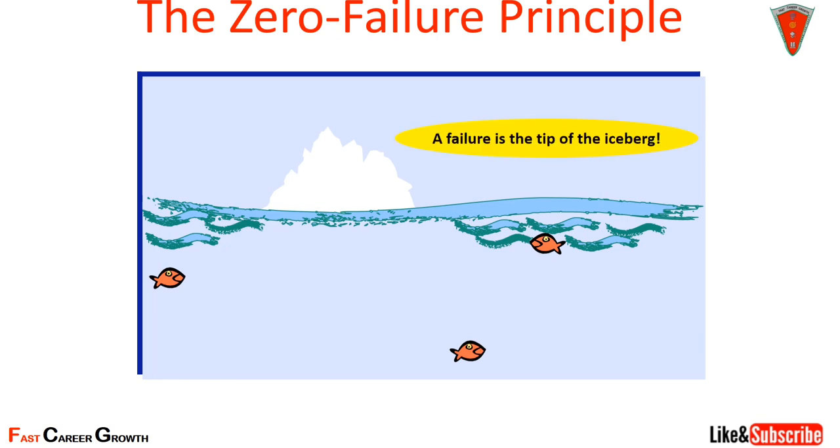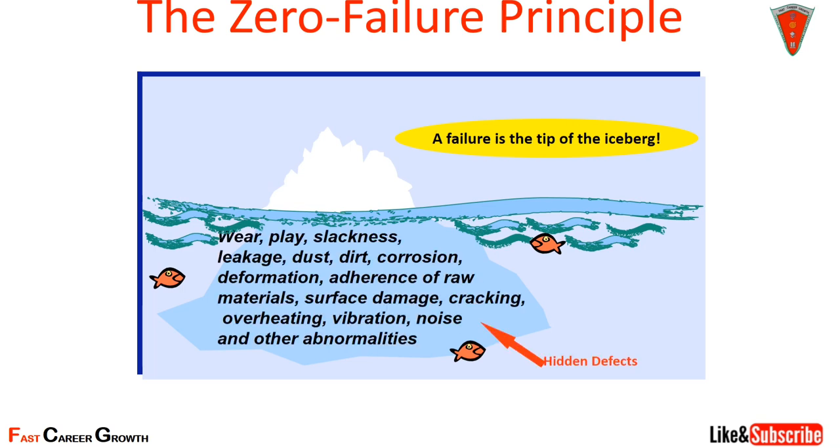But there may be some hidden defects, just like this. That means some of the iceberg is hidden under the water. In a practical scenario, how will it be linked with your process? That means wear, slackness, leakage, dust, dirt, corrosion, deformation, adherence of raw material, surface damage, cracking, overheating, vibration.